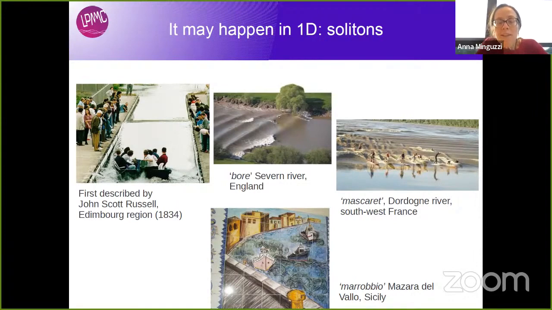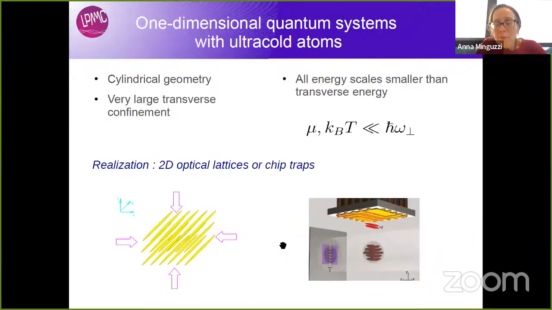Here I put a palette of various types of solitons that were studied in classical fields, discovered almost 200 years ago, and that are very well known in rivers and narrow channels. And even in Sicily, I found one of these solitons in a nice drawing. Anyhow, let us now focus in particular on this one-dimensional system.